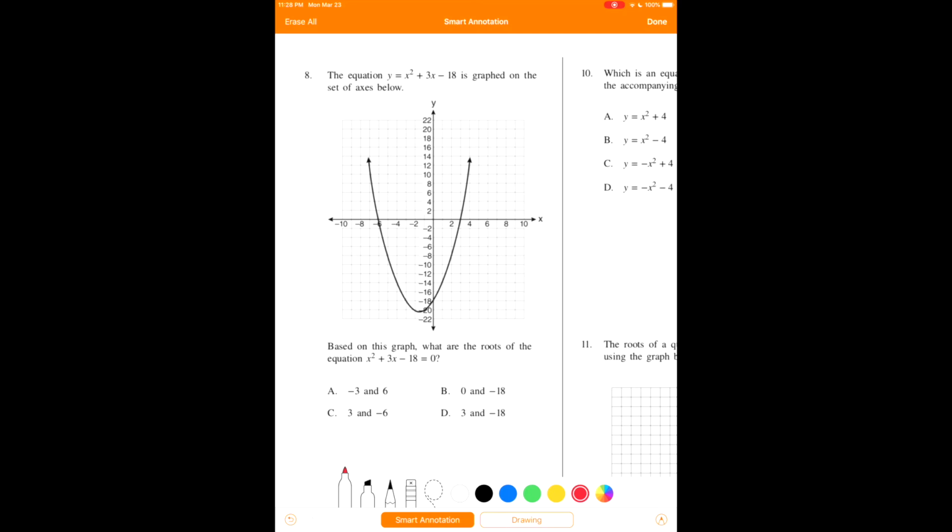Number 8, I have a parabola here. Based on the graph, what are the roots of the equation? So the roots are another word for the x-intercepts. So I'm going to circle them on my graph. So one is definitely going to be -6. So that narrows down here to choice C. And my other one is 3 because it's right in between 2 and 4.